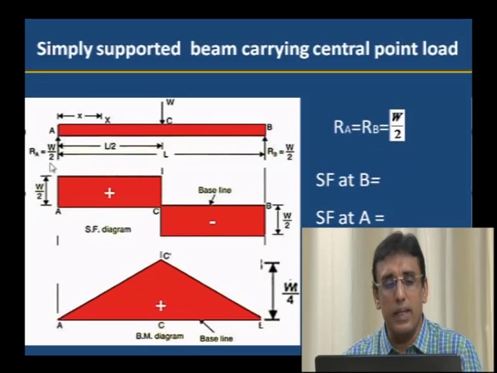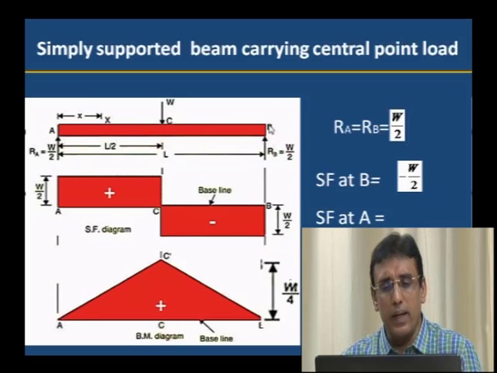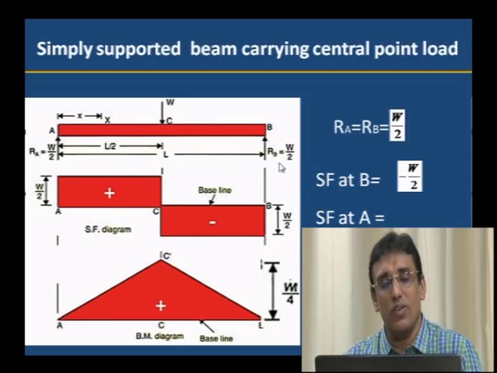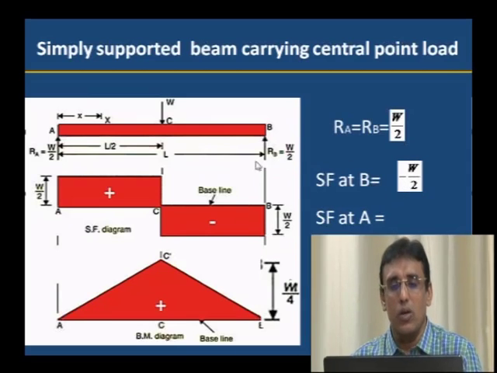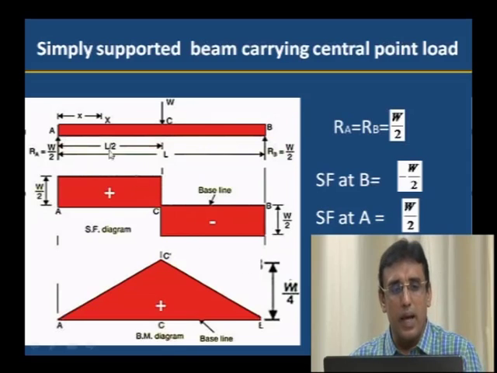W by 2 is the reaction at A as well as reaction at B. After calculating the reaction, to start with the shear force at B, W by 2 is acting in the upward direction. Upward force is considered negative, downward force is positive. Here we have taken minus W by 2 as the load acting at B, that is the shear force at B. Next, shear force at A.